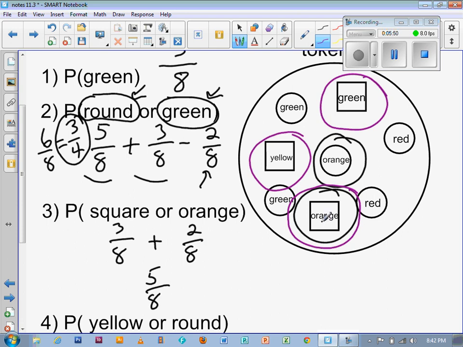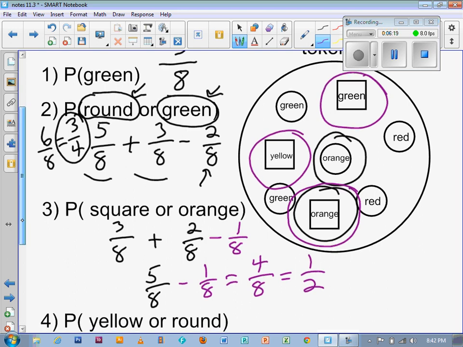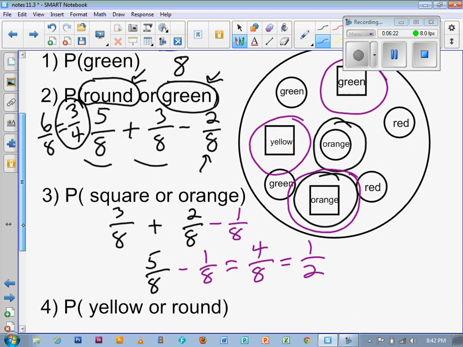So there's only one of those, so we subtract that 1 orange token out of 8 from our probability, which in turn will give us 4 out of 8. If we take 5 out of 8 minus 1 out of 8, which is 4 out of 8, we got a 1 in 2 chance of getting a square or orange token. Again, it's an example of events that are not mutually exclusive, and it shows you how to subtract out of the probability what has occurred in more than one situation.